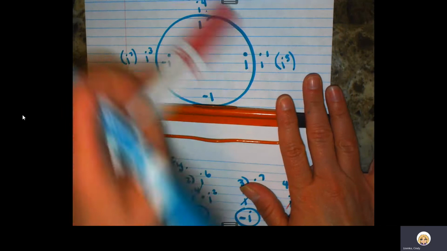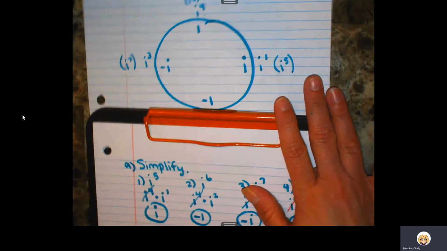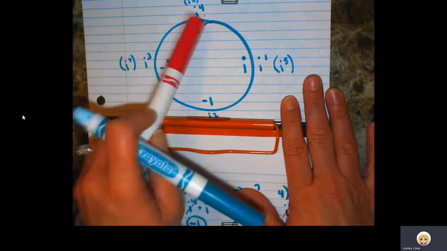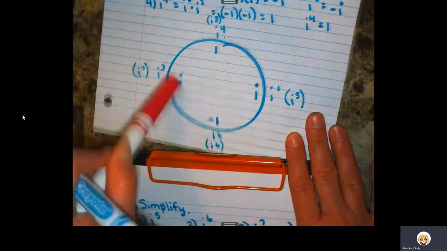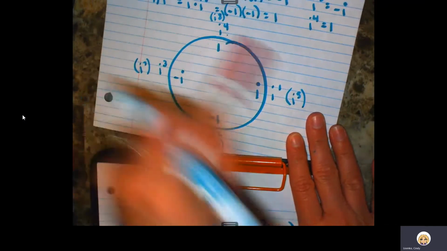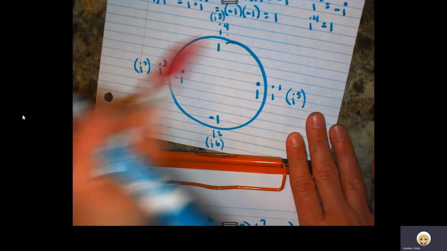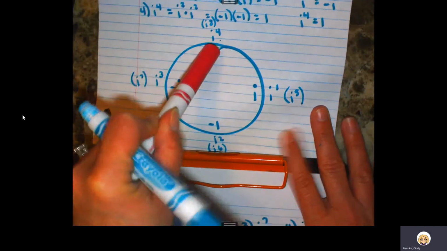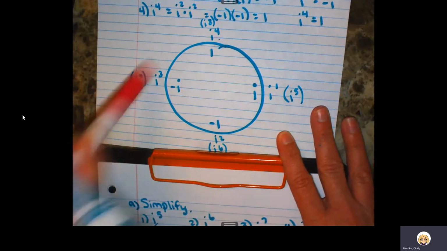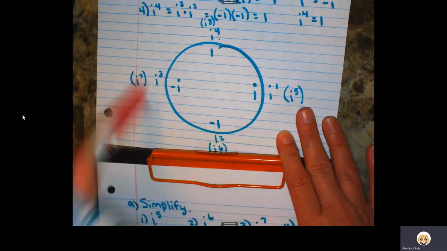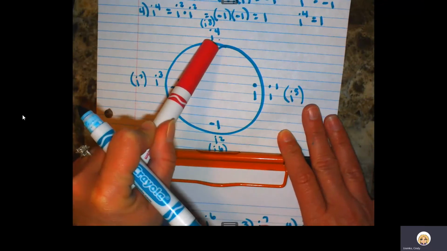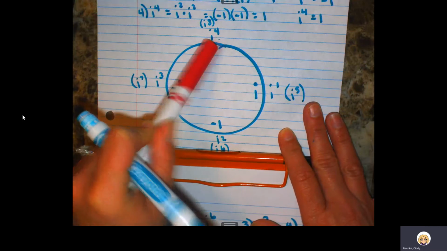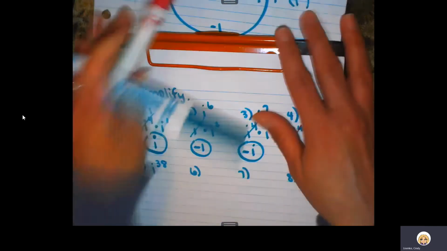1, 2, 3, 4, 5, 6, 7, 8. Or just know that every group of 4 is going to bring me back here. So for instance, 4, 8, 12, 16, 20, and I'm going to keep going: 24, 28, 32, 36. So 36 gets me as close as possible without going over. Then I would go 2 more.